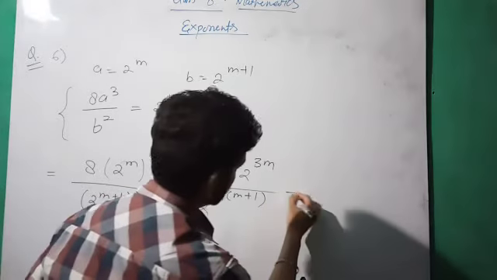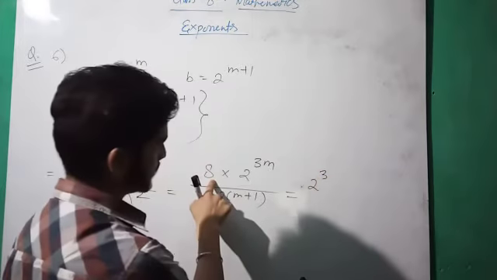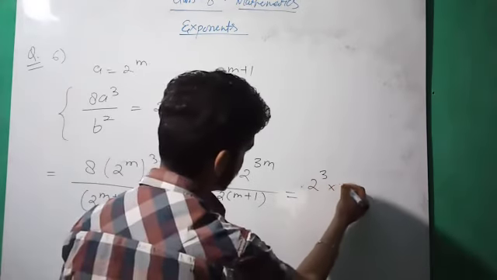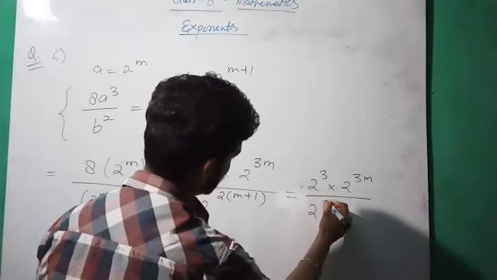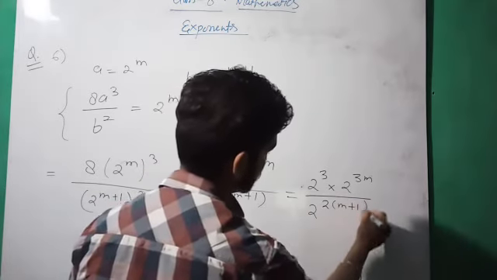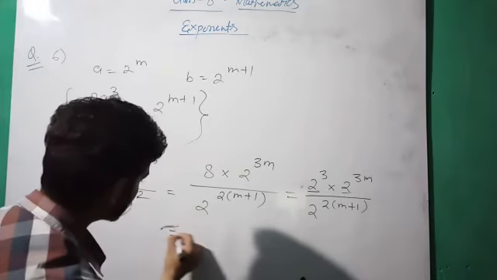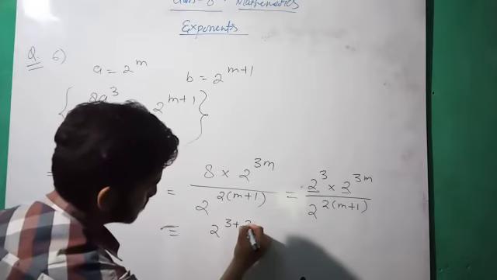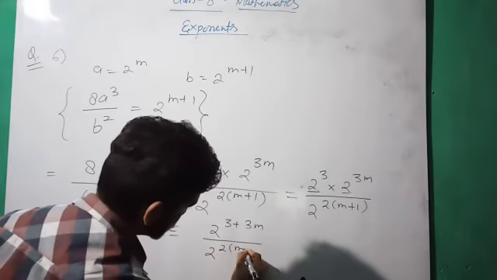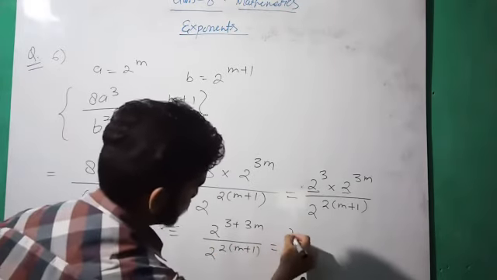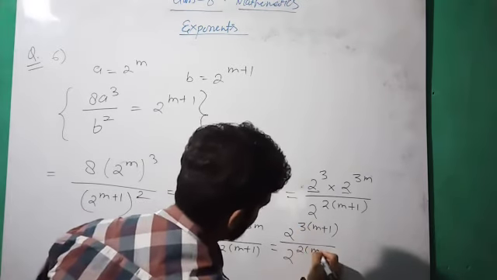Now, 8 is written as 2 to the power 3. This side is written as 2 to the power 3 multiplied with 2 to the power 3m upon 2 into 2m plus 1. 2 to the power 3 has the same base, so the powers are added: 2 to the power 3 plus 3m upon 2 to the power 2m plus 1. 3 common: 2 to the power 3 times m plus 1 upon 2 to the power 2m plus 1.